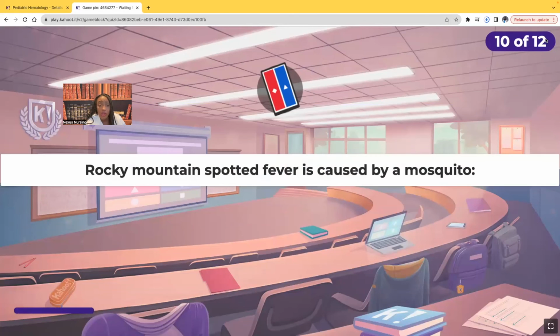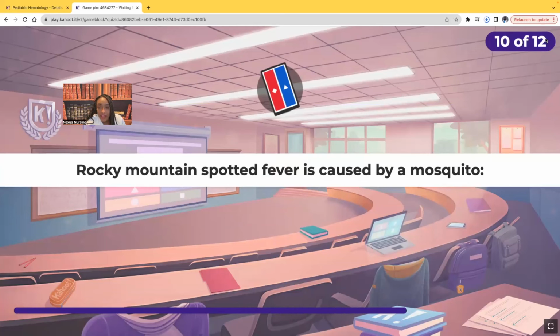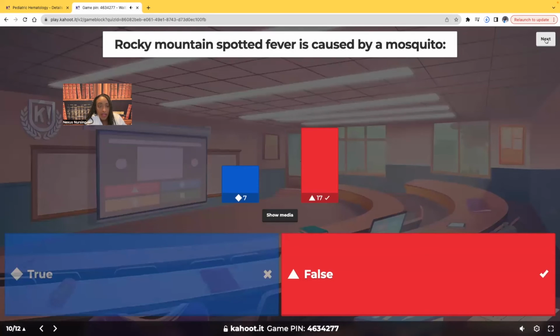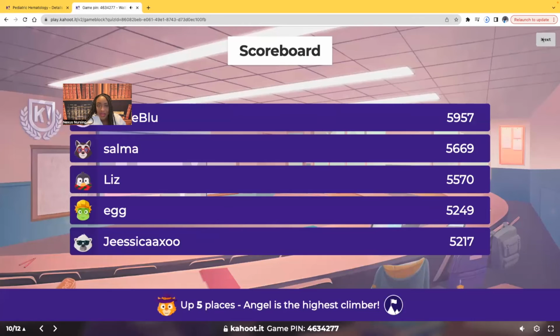All right, true or false? Rocky Mountain spotted fever is caused by a mosquito. Is this true or is this false? What do you guys say? Okay, absolutely false. Absolutely false.